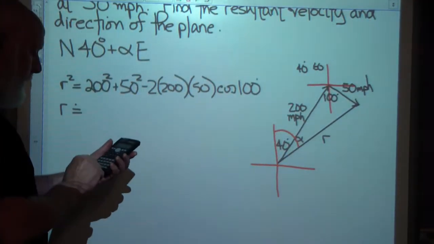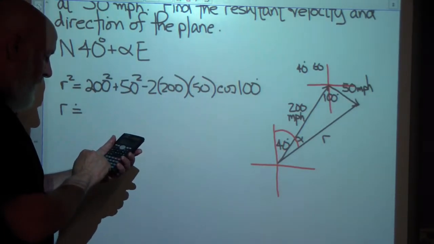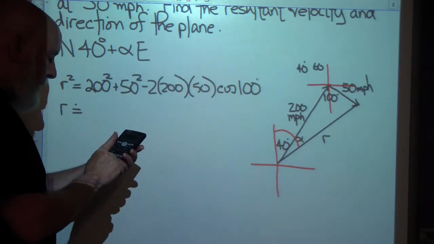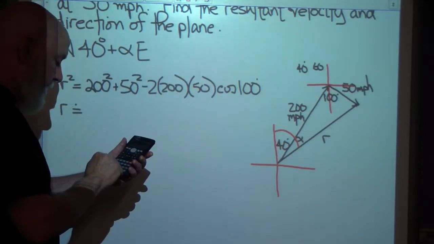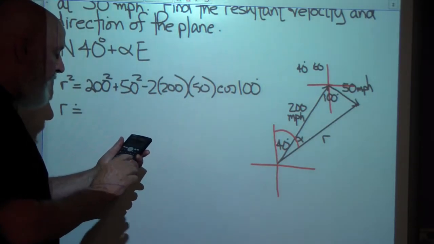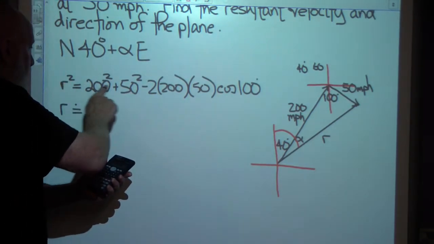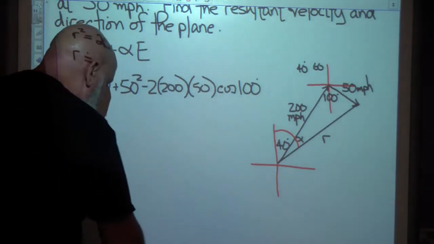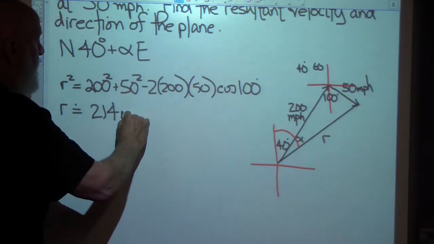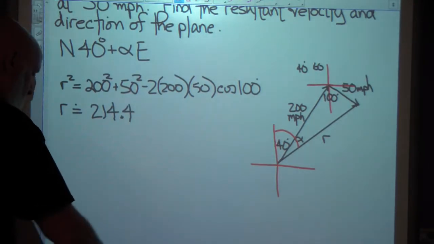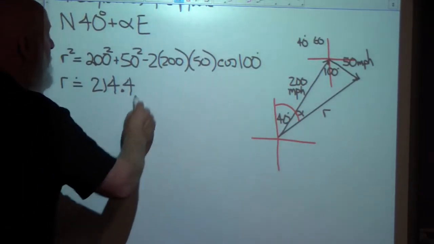If I haven't made any mistakes, let's see. I have 200 squared plus 50 squared minus 2 times 200 times 50 cosine 100 equals. That gives me the square of the velocity, so I want to take the square root, and that is 214.4. I'm going to round to the nearest tenth. And that would be whatever our unit of measure is. I think it's miles per hour. Yes. So this would be 214 miles an hour.